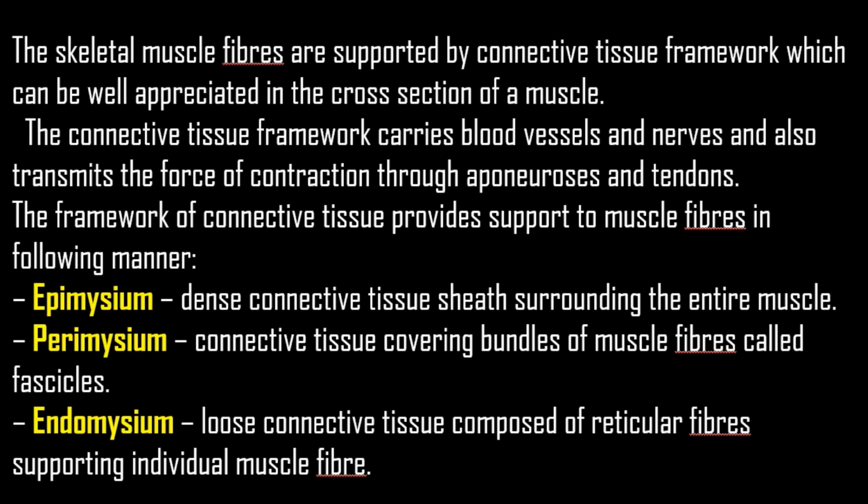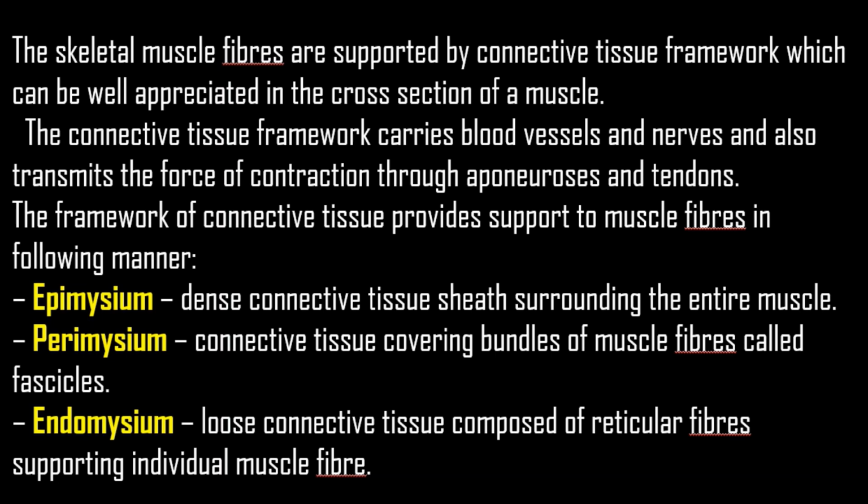All right, so skeletal muscle fibers are supported by a connective tissue framework, which can be well appreciated in a cross-section of a muscle. We're going to look at the 3D diagram of how connective tissue surrounds the muscle tissue and individual muscle fibers. The connective tissue framework carries blood vessels and nerves and also transmits the force of contraction through aponeurosis and tendons. The framework of connective tissue provides support to muscle fibers in the following manner.